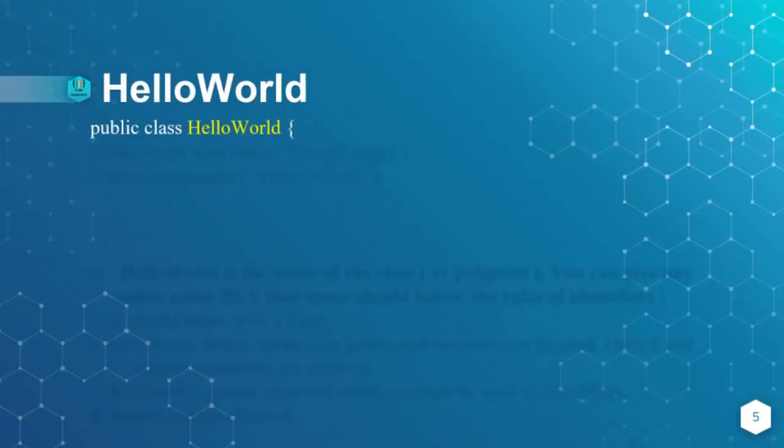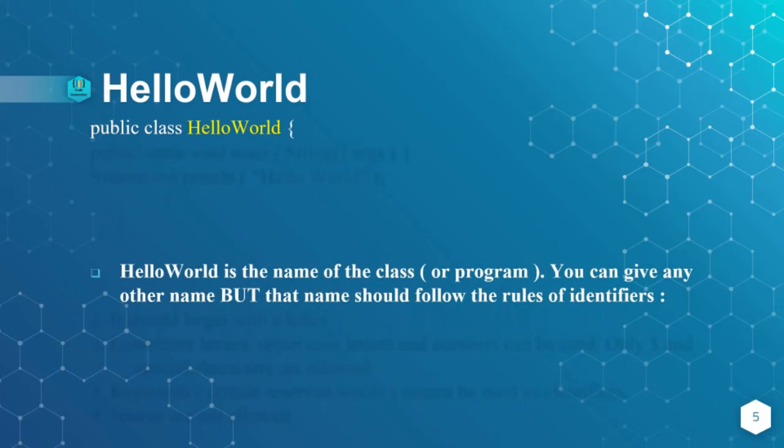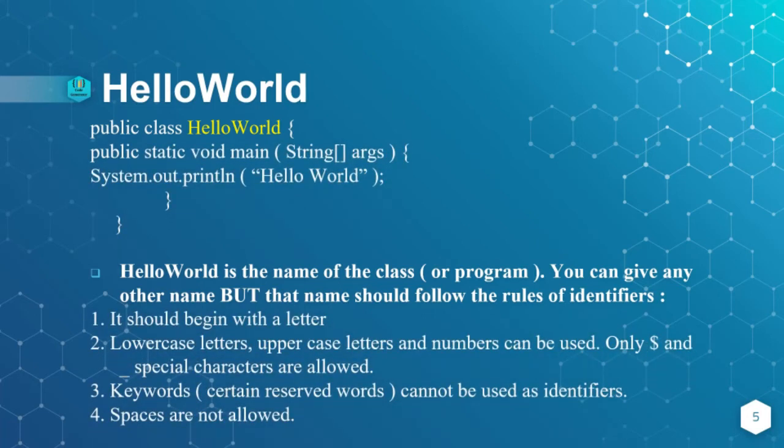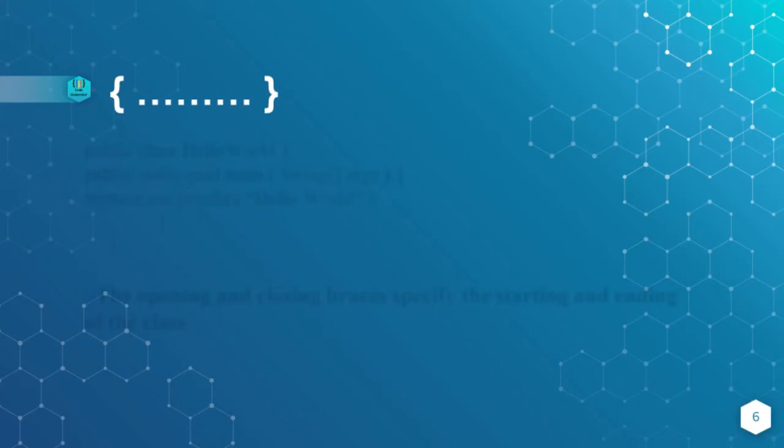Next, move to Hello World. After the class, the word which is highlighted in yellow is the name of the class or name of the program. You can give any other name, but that name should follow the rules of the identifier. It should begin with letters. That means we cannot begin with numbers or any special character. Letters can be lowercase letters or uppercase letters. It can contain numbers, and only dollar and underscore special characters are allowed. Keywords cannot be used as identifiers. Spaces are not allowed.